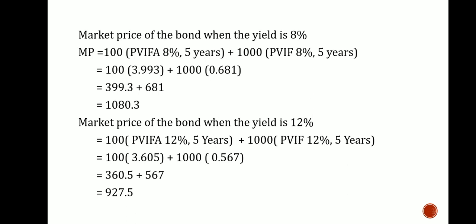Now we calculate the market price when the yield is 12%. See the present value interest factor annuity table, 12% for 5 years. We have 3.605 and present value interest factor 1 rupee table, 12% for 5 years, we have 0.567. Apply these values and simplify the equation. We get 927.5 rupees, that is market price.